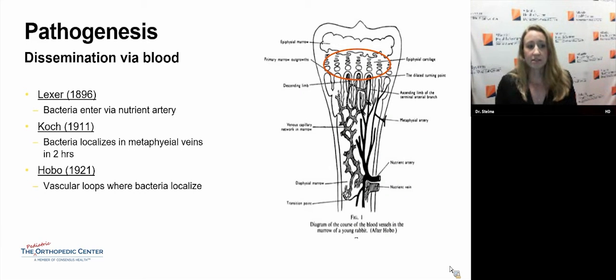All right, why does this develop? So how does it go from the blood to the bone? There are nutrient vessels that form capillaries at the end of the bones, and they form loops. And the blood flow is slowed in these capillaries, and the oxygen tension also changes near the growth plate, and that can make an environment that's rich for the bacteria to grow.